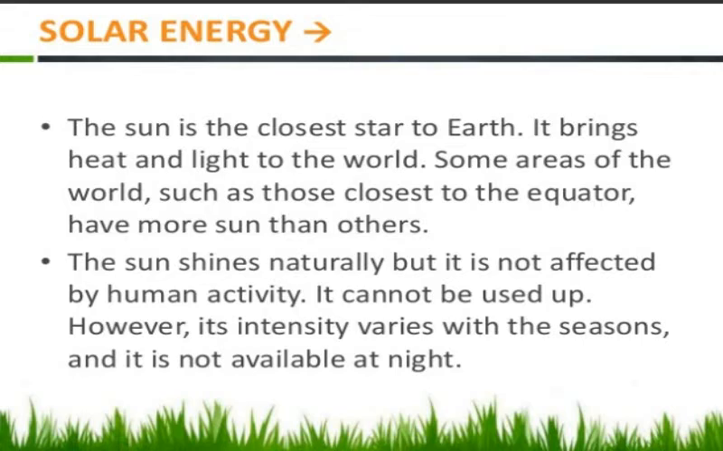Solar energy. The sun is the closest star to Earth. It brings heat and light to the world. Some areas of the world, such as those closest to the equator, have more sun than others. The sun shines naturally, but it is not affected by human activity. It cannot be used up. However, its intensity varies with the seasons, and it is not available at night.